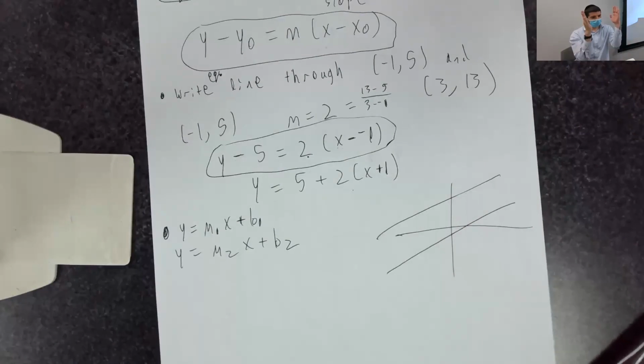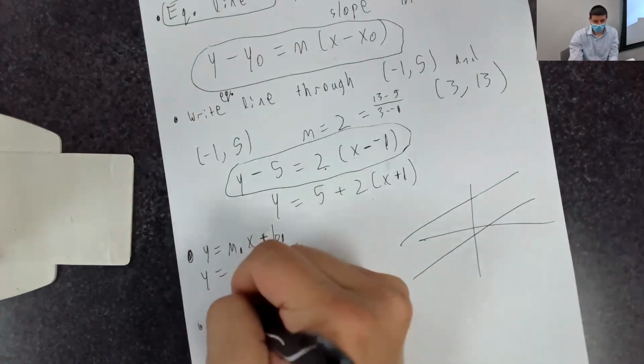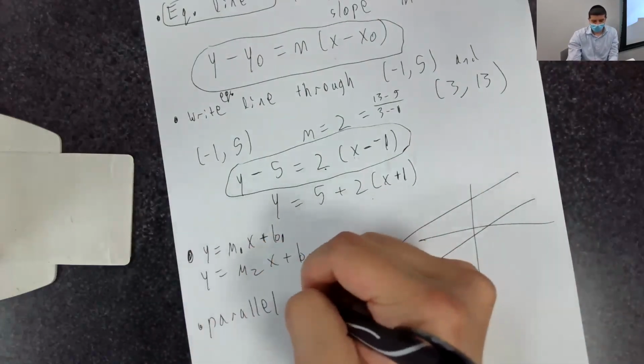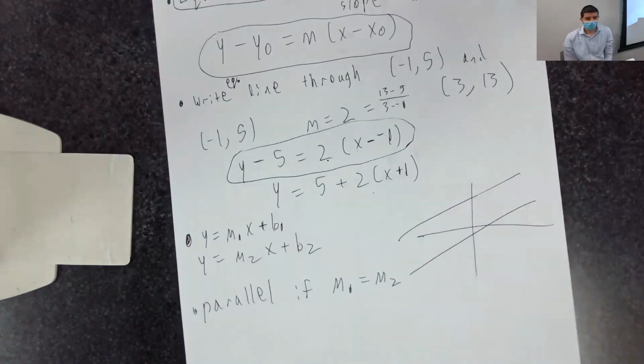So for lines to be parallel, it means they'll never meet. They'll go on forever and ever. They'll never cross each other. Notice that the lines are parallel. They don't have to go through the same points, but the slope is the same. So parallel if m1 equals m2. If the slopes are the same, that makes them parallel.